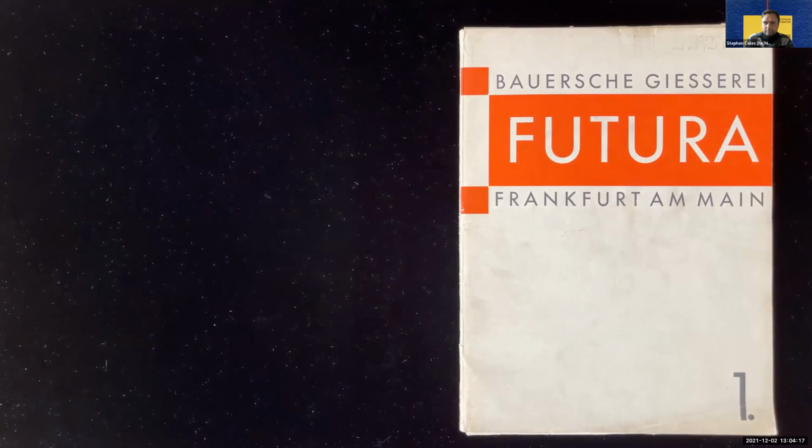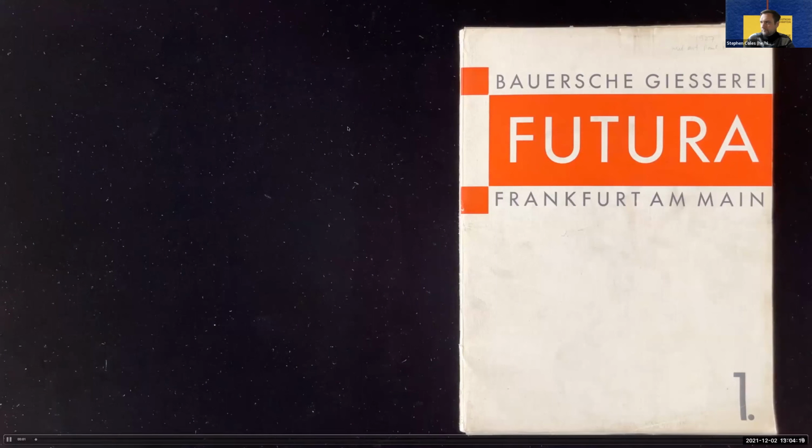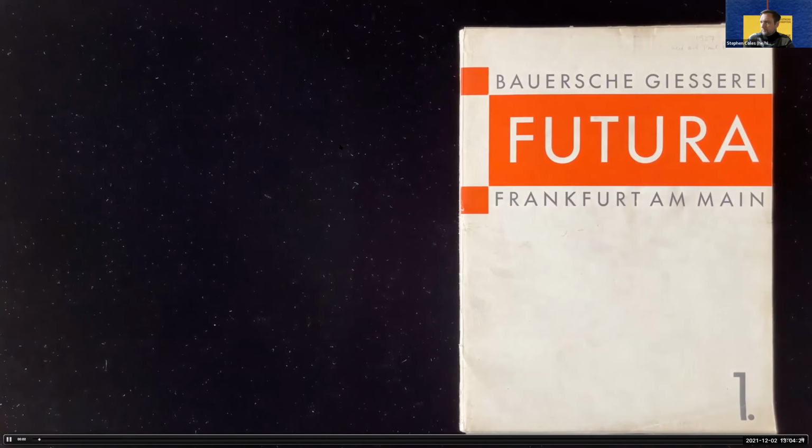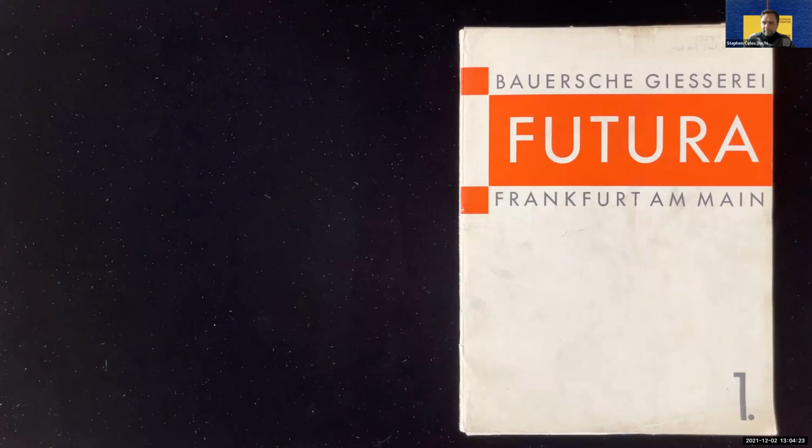We're looking at the first specimen of Futura. We're looking at the first specimen of Futura. Sorry. We're looking at the first specimen of Futura, designed by Paul Renner, issued by the Bauer Type Foundry in 1927. This specimen includes a series of booklets.